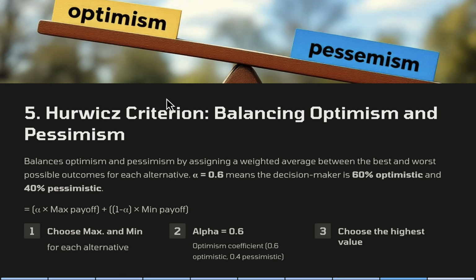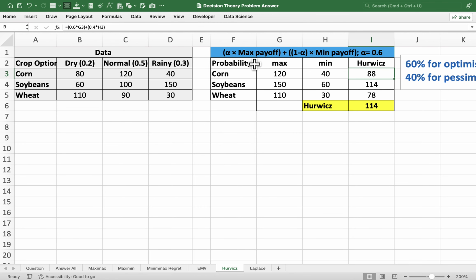soybeans. The next criterion is the Hurwitz criterion, which is balancing optimism and pessimism. This criterion balances optimism and pessimism by assigning a weighted average between the best and worst possible outcomes for each alternative. Alpha 0.6 means the decision maker is 60% optimistic and 40% pessimistic. And we use this formula whereby maximum payoff is multiplied by alpha, which will be 0.6 in this case, and minimum payoff will be multiplied by 1 minus alpha, which will be 40% or 0.4 in this case. This is how we calculate the Hurwitz value.